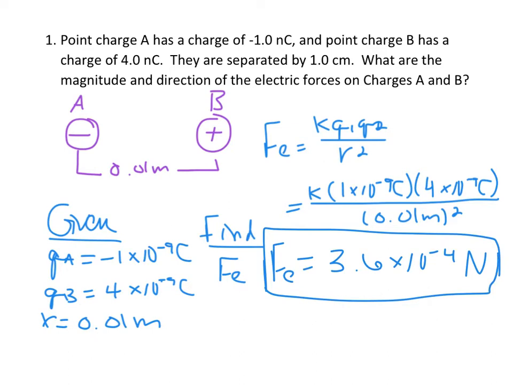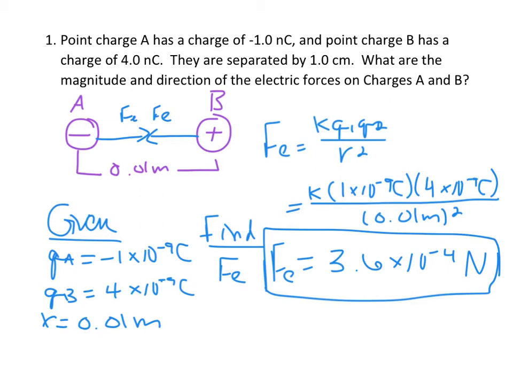If we're looking at magnitude between them, they're going to be equal because of Newton's third law. The amount that B pulls on A has to equal the amount that A pulls on B. So those are both the same magnitude electric force. Because they're opposites, they attract. But again, Newton's third law is always equal in magnitude but opposite in direction.